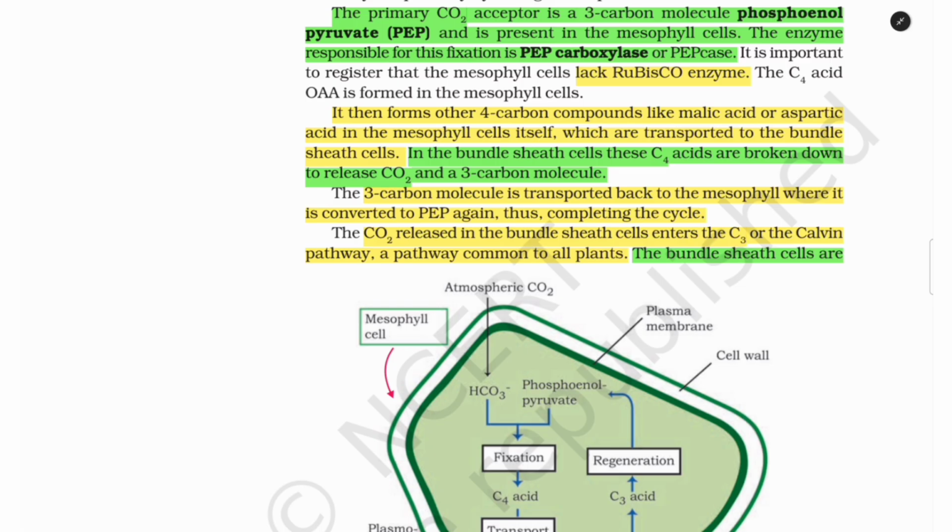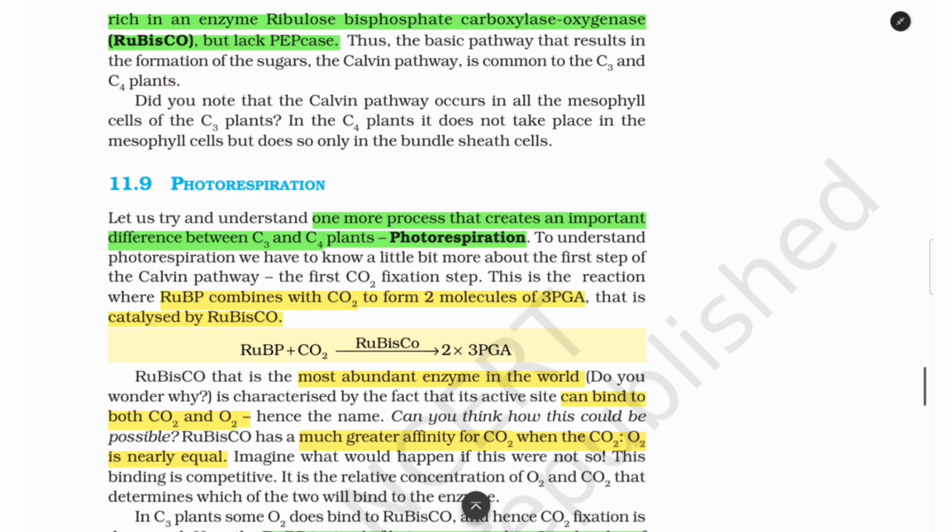The bundle sheath cells are rich in an enzyme ribulose bisphosphate carboxylase oxygenase, Rubisco, but lack PEPcase. Thus, the basic pathway that results in the formation of the sugars, the Calvin pathway, is common to C3 and C4 plants. Did you note that the Calvin pathway occurs in all the mesophyll cells of the C3 plants? In the C4 plant, it does not take place in the mesophyll cells but does only in the bundle sheath cells. ये line important है.